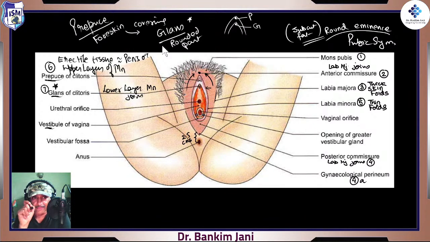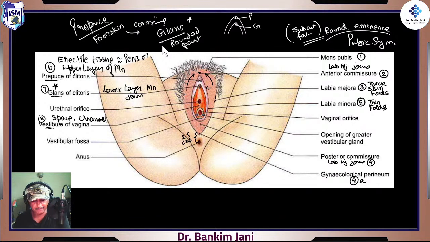Now the vestibule, there is one word which will keep on coming, that is the vestibule. Vestibule means it's like a space, it's like a channel. So vestibule of vagina, you can say it's a space or channel, right? The boundaries are formed by labia minora.